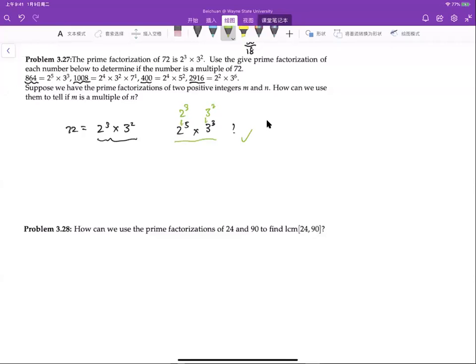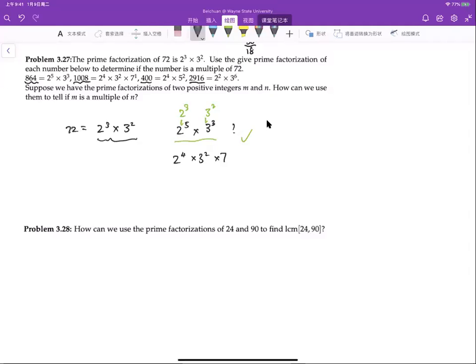So that means 862 is a multiple of 72. Then let's see the second one. So 108 equals 2 to the 4th times 3 squared times 7. How about this? Is that a multiple of 72? No. Why not? Because 3 to the power of 2 does not contain 3 to the power of 3.